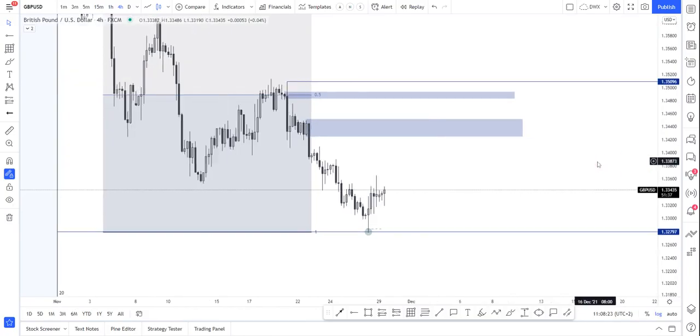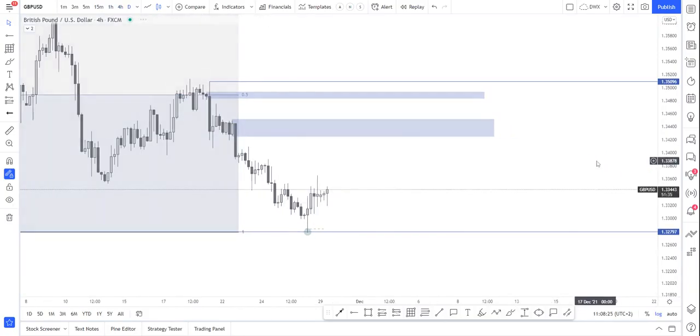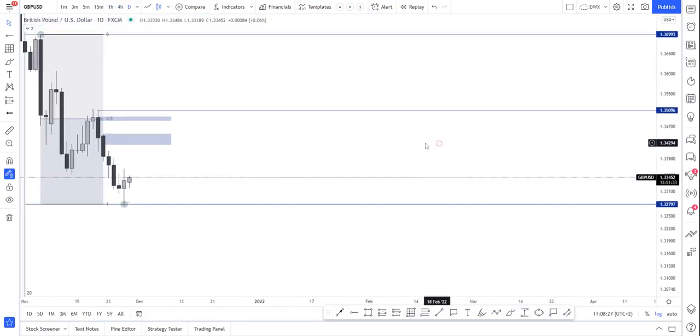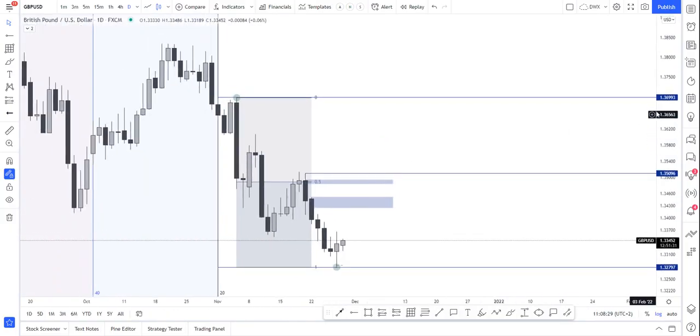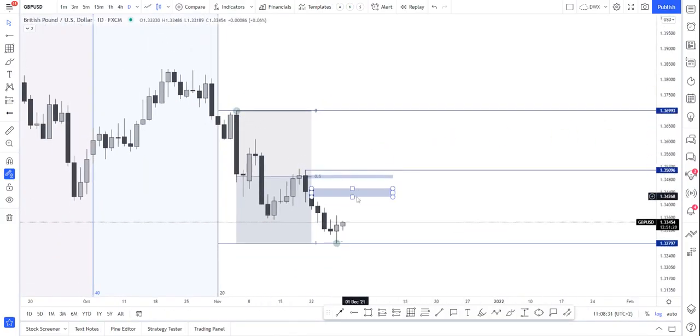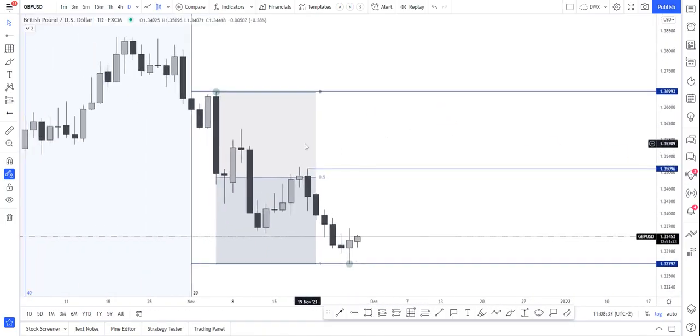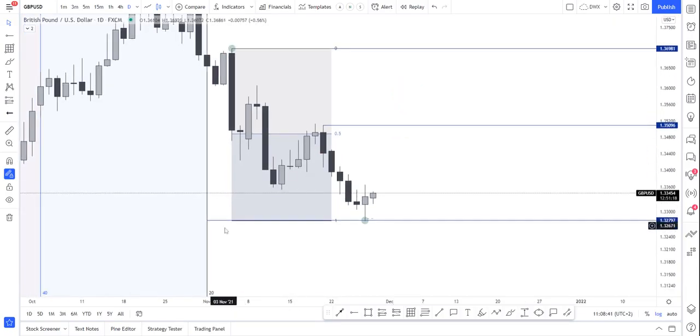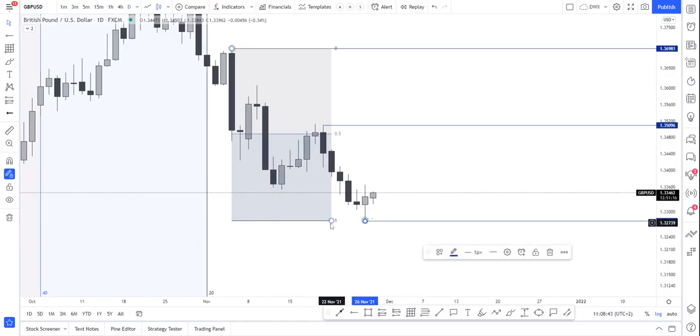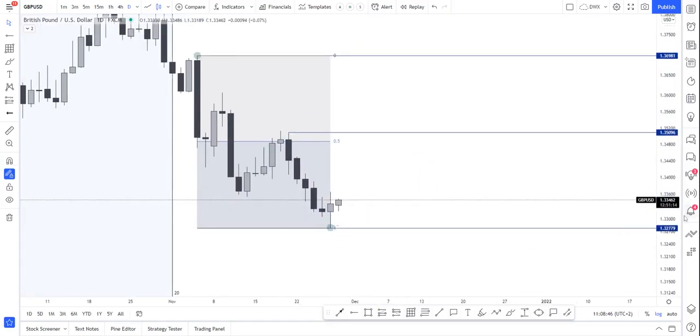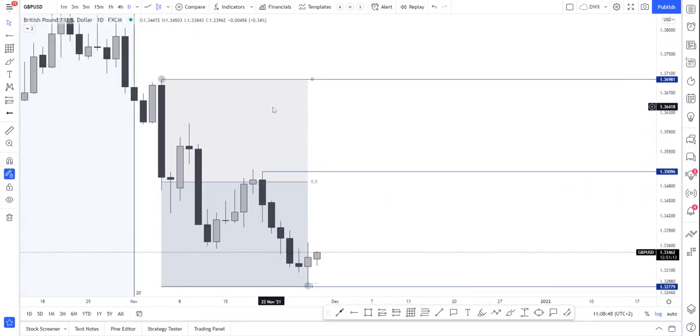So what we need to now look at, if we look at the daily, we need to plot those liquidity areas on the daily of this range. So those are the 4 hours. You can still keep them on, but for now, we're looking at the liquidity areas on the daily time frame. So let's just get this sorted out.